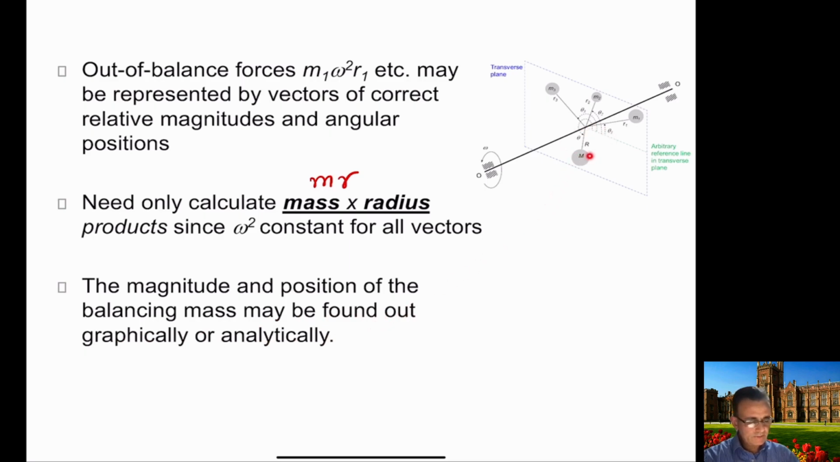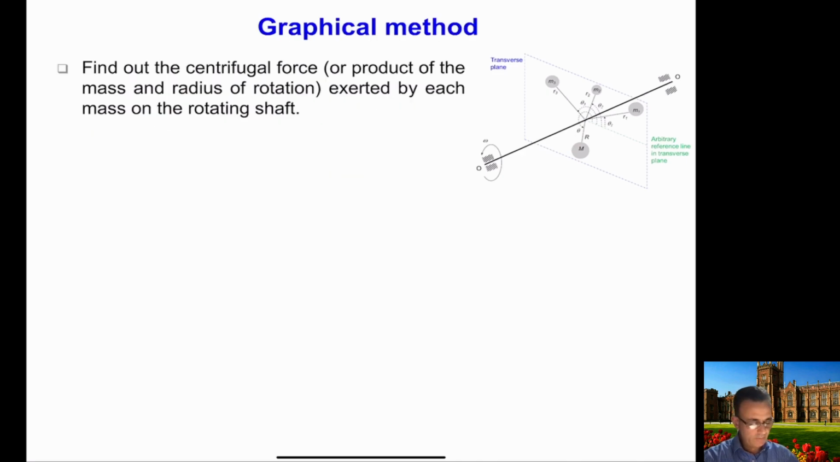So this balancing mass, which is capital M, if you add it to this system, the system will be statically balanced and dynamically balanced. If you add this mass, how will you calculate it and how will you find its position? You can do this using two procedures: graphically, or analytically or mathematically. So first, let me try to explain the graphical procedure.